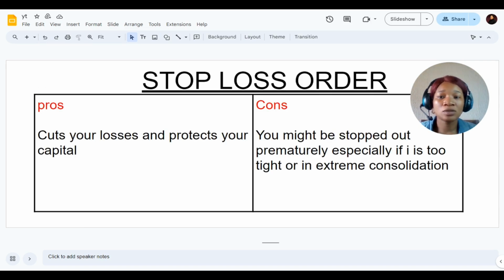So with stop loss orders, the pro is that you get to cut your losses and protect your capital. You live to fight another day. But the con is that you might be stopped out prematurely, especially if your stop loss is too tight, or price is in extreme consolidation where price is just trying to take out liquidity left and right. You may be stopped out because of your stop loss.